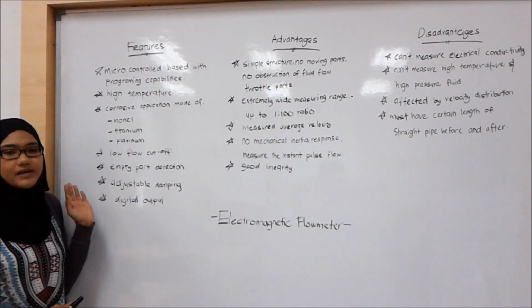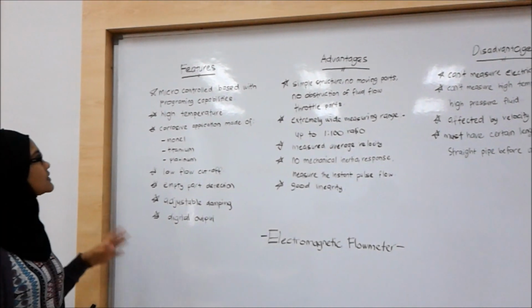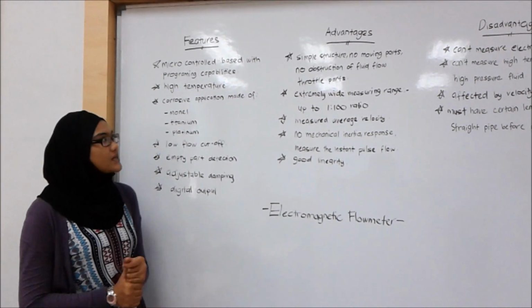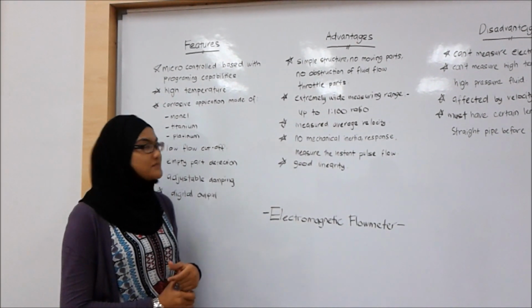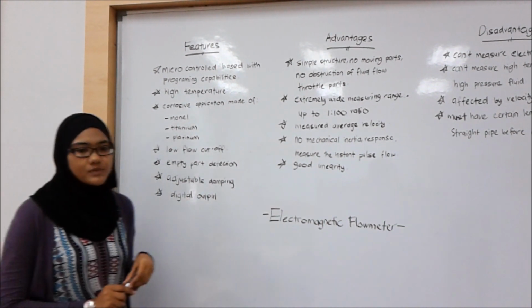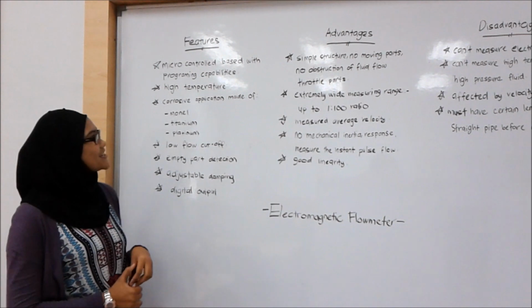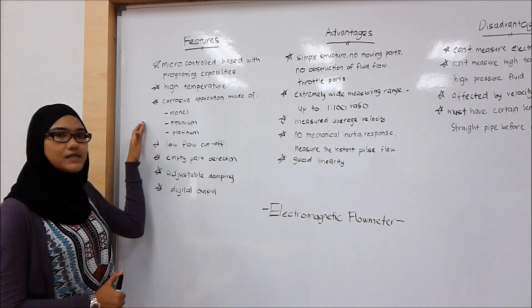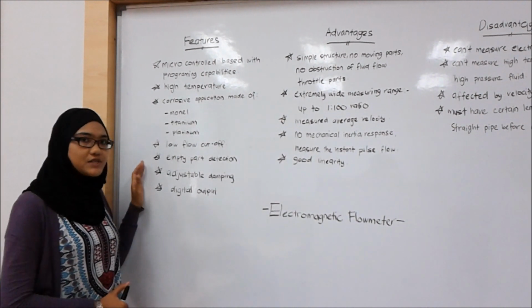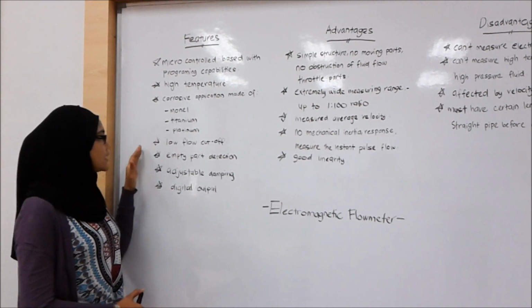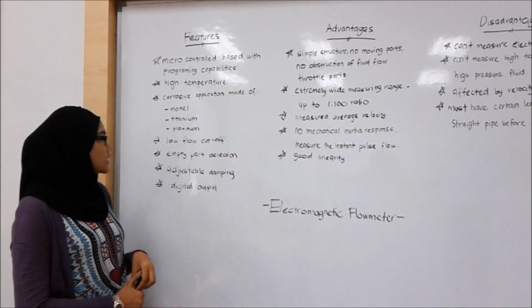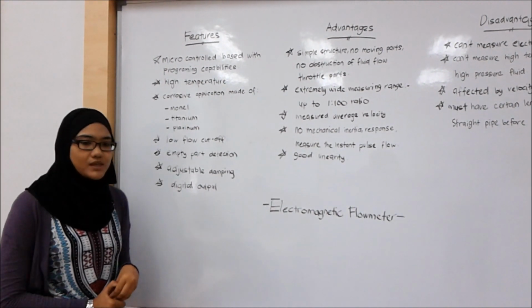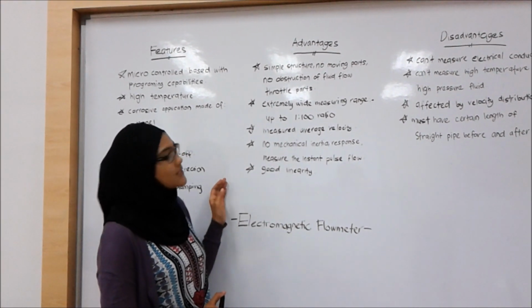First, I would like to explain about the features. As you can see, it is microcontroller based with programming capabilities. Another one, it is for high temperature. Third one, it is for corrosive application, made of monel, titanium, and platinum. This is for the electrode. The most important features for electromagnetic flow meter are low flow cut-off, amplified detection, adjustable damping, and digital output.